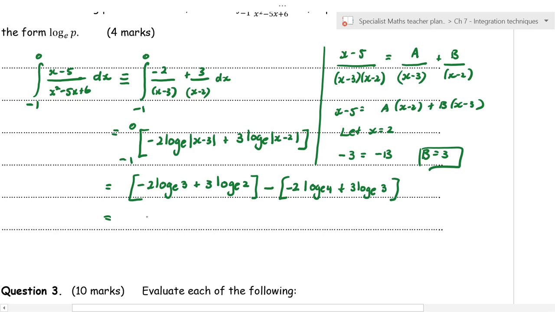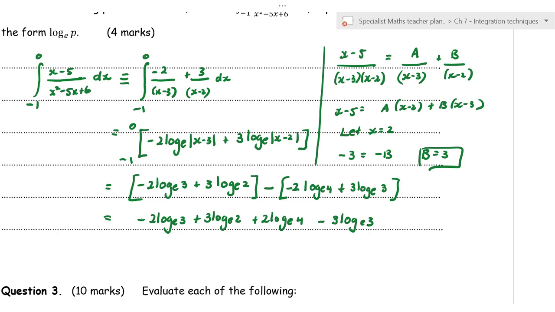Okay, now let's get this all together and see what happens. So we've got minus 2 log e of 3 plus 3 log e of 2. This is really good for your log laws too, isn't it? Now, we're subtracting minus 2, so that's plus 2 log e of 4. And then we're subtracting 3 log e of 3. Okay, so now that's actually quite good because I've got the log e of 3s. I've got negative 5 of them. So we could do that. But I do think that we're going to have to bring these things in.